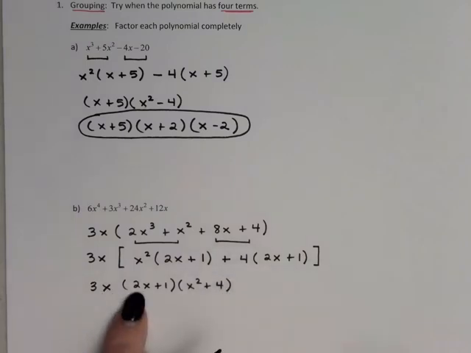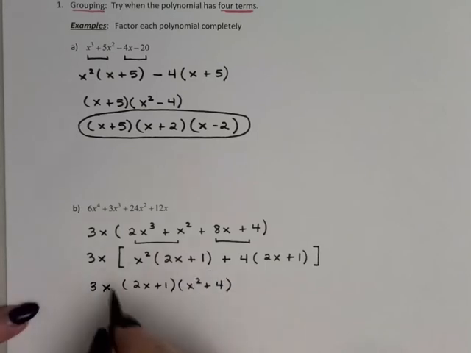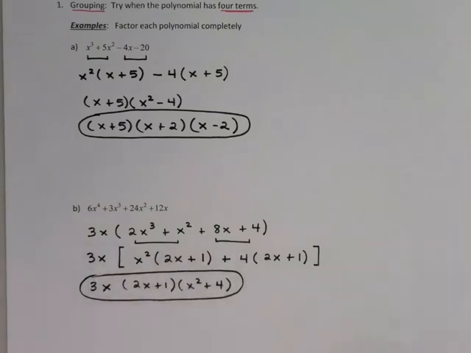First power, those are all done. I need to look at this one. Even though that's quadratic, it has a second power. I can't go any further with this one because it's a sum of squares. And as we talked about back in the last unit, the sum of squares is not factorable. So this is going to be my final factored form.